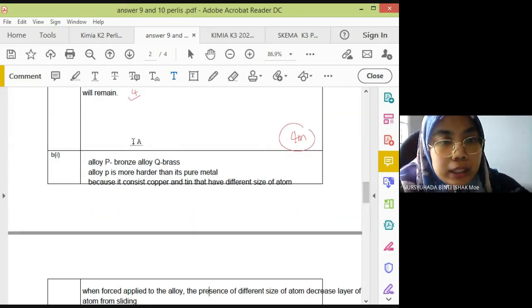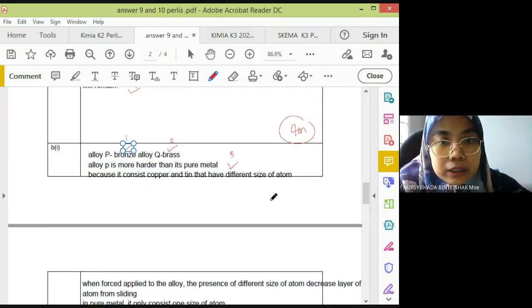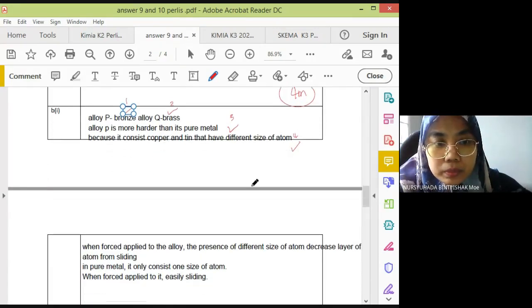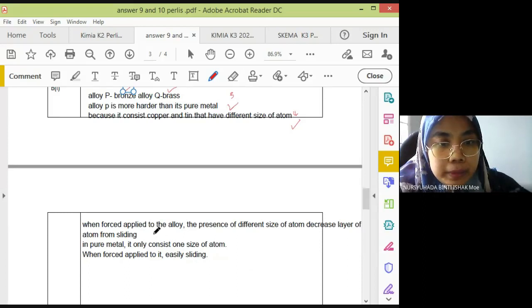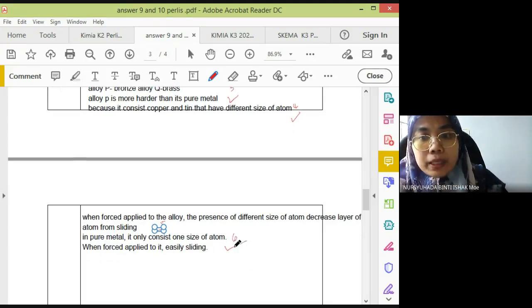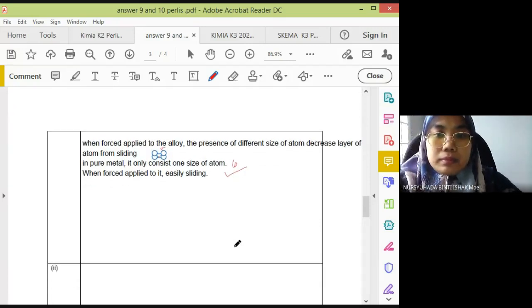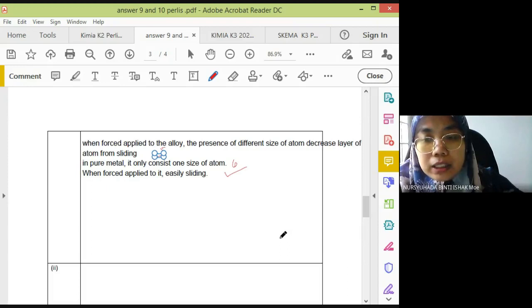Okay, so kat sini dapat 1 markah. Okay, 1 mark for bronze P, 1 mark for Q brass. Okay, alloy P consist of different atom. When force applied to alloy, the presence of different size of atom decrease layer of atom from sliding. While pure metal consists one size of atom, when force applied it easily sliding. 6 marks. Copper lah. Kan tadi dah tengok yang pure dia copper kan? So 6 markah kat sini.